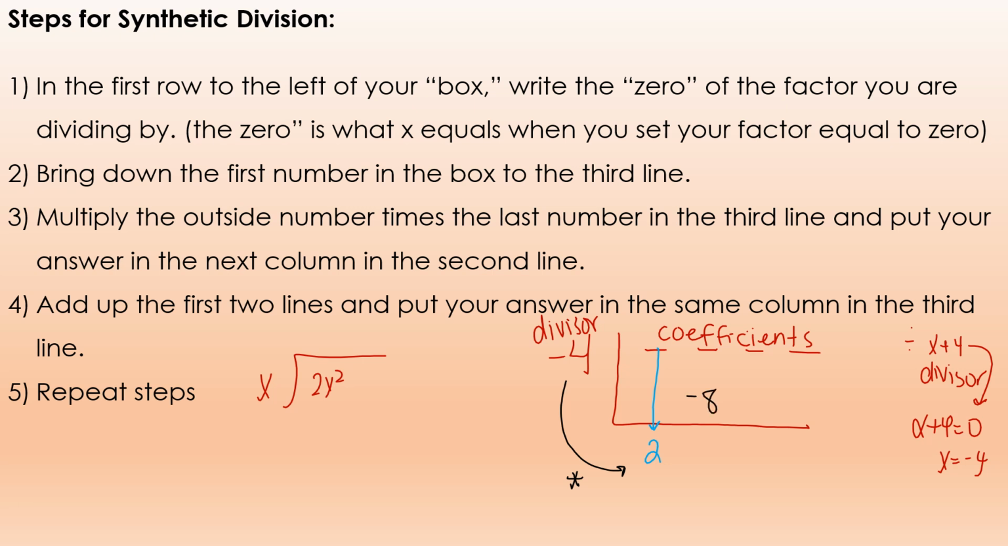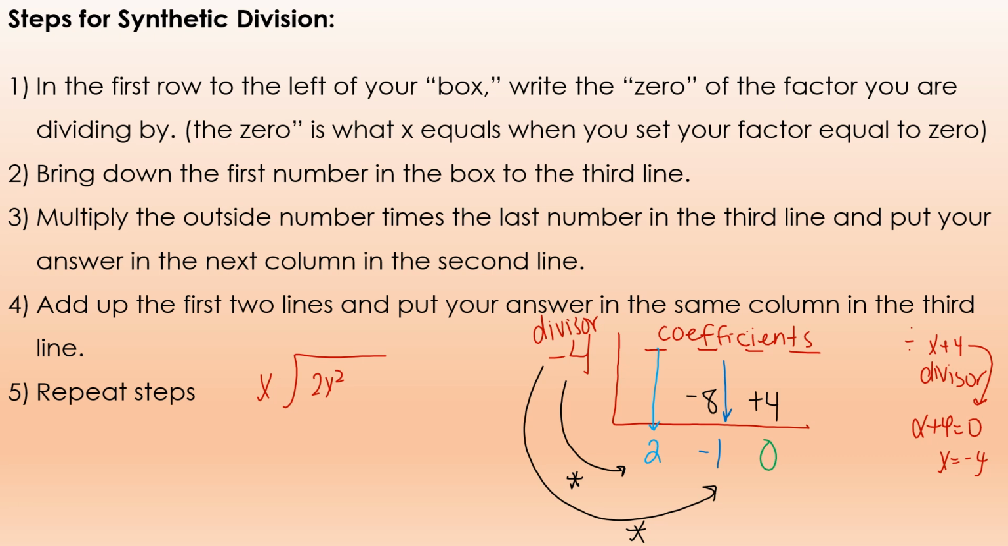Then I'm going to combine these two values. Let's say I get -1 here. Then I'm going to do that again. I'm going to multiply the outside term, -4 by -1, and I will add that value, which is +4, to the next column. And I'll figure out what value that gives me. Let's say it gives me a 0.